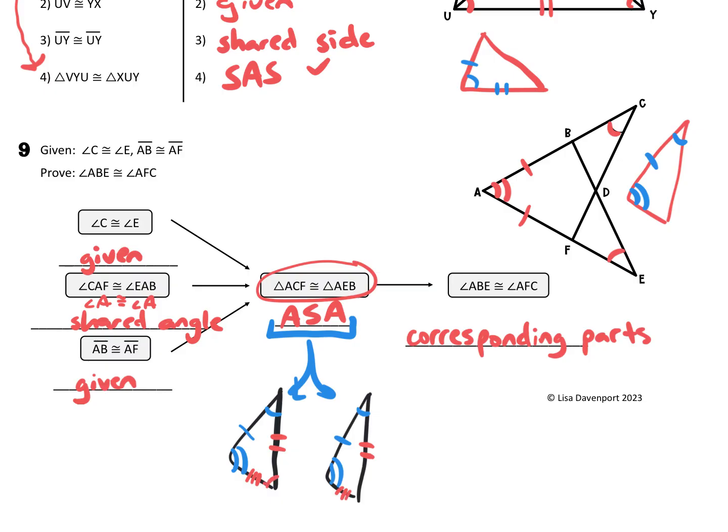Okay, and then can I assume this angle is congruent to this angle? Yes, the reason we could assume those things is because we already proved the two triangles were congruent to each other, so everything else is true because of corresponding parts. Okay? So once you have proven the triangles are congruent, that means everything else is true about those two triangles.